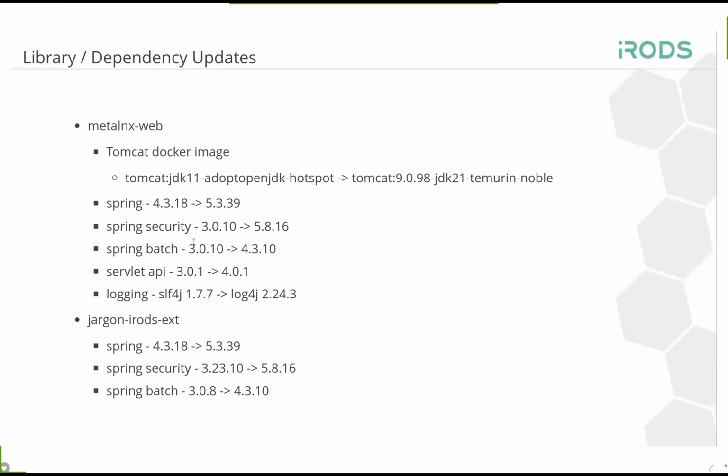We also updated a lot of dependencies. A couple of big ones: we updated the Docker image that's running Tomcat, so that it's now running Tomcat 9 and JDK 21. We also updated Spring dependencies and a couple more, such as the servlet API, and logging was updated from SLF4J to Log4j.